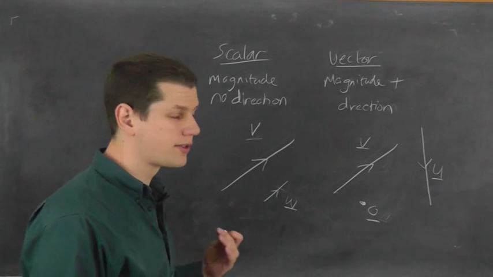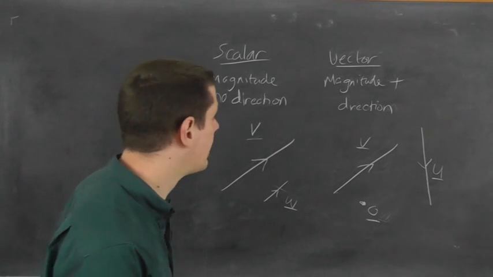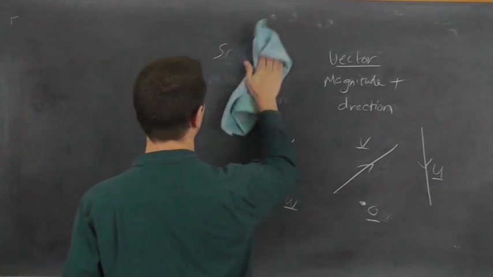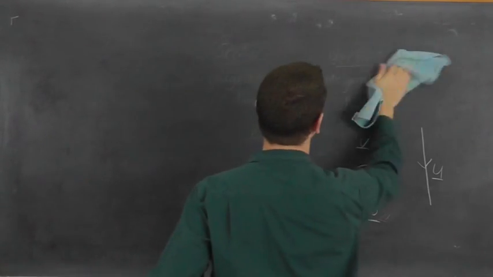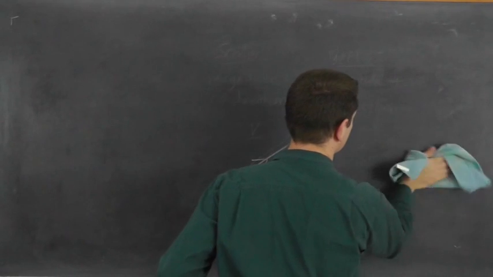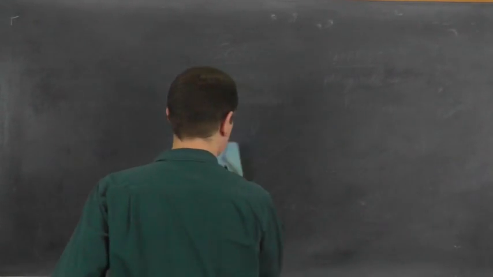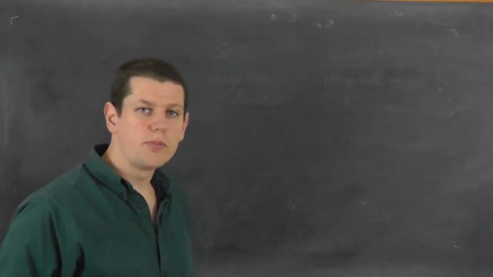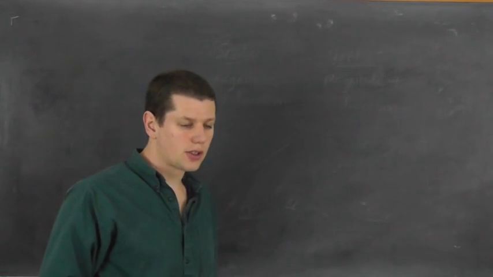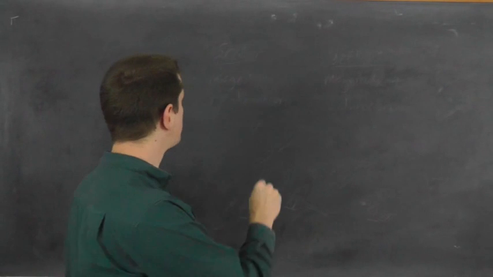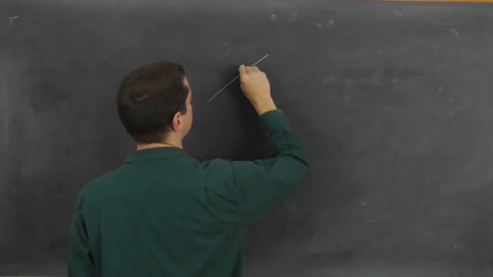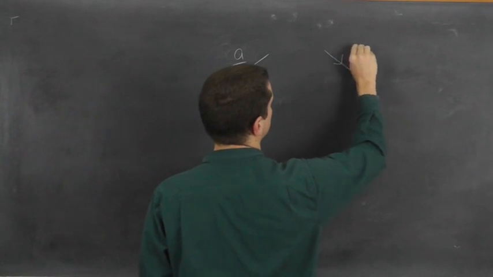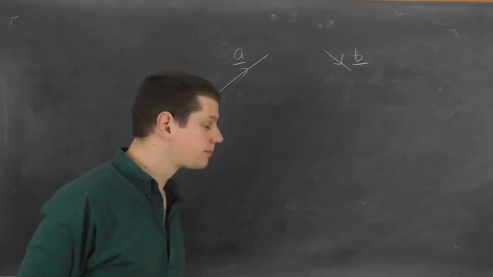So throughout this course we'll have to be combining vectors in various ways, and the most common way of combining vectors that we have to use is adding them. So, what does it mean to add 2 vectors? Well, suppose we have 2 vectors, call them A and B.